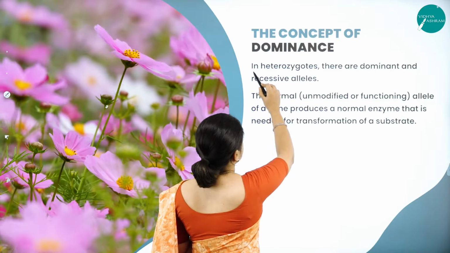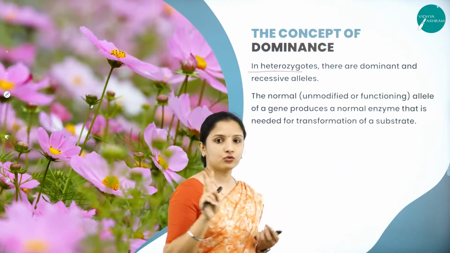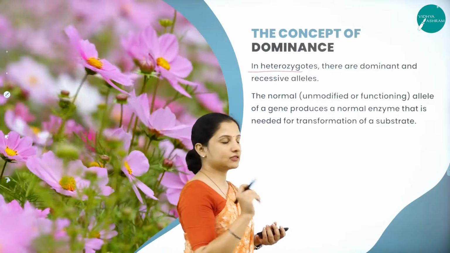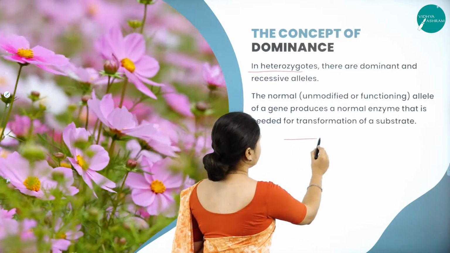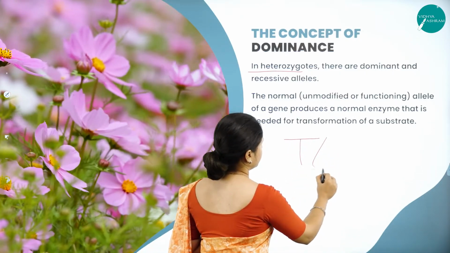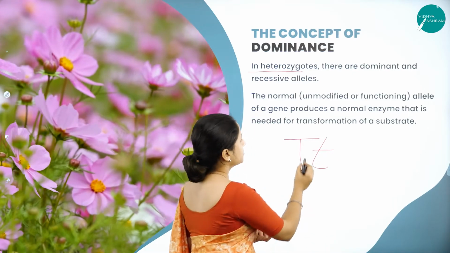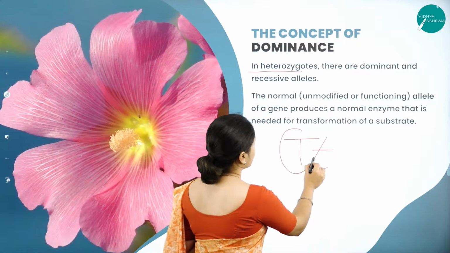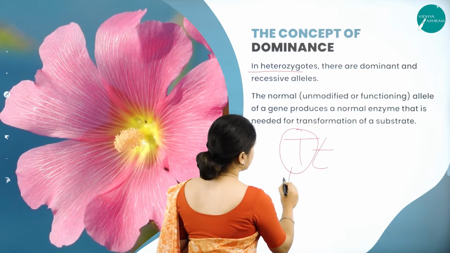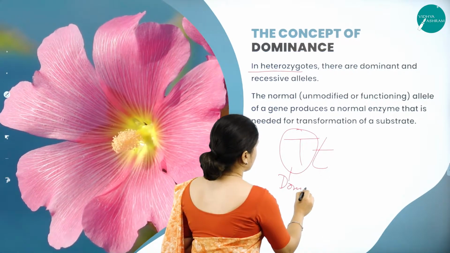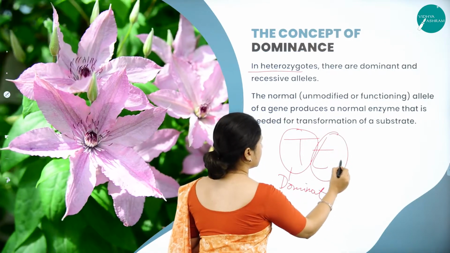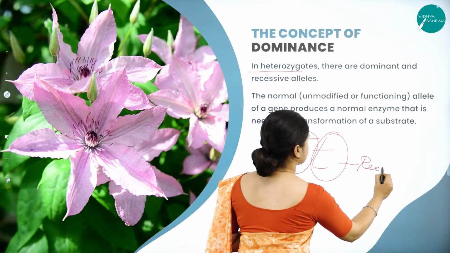So, before moving on to incomplete dominance, we should understand what the concept of dominance is. In heterozygotes, you know that two types of alleles are present. Heterozygotes means they are dissimilar. So, one allele will be T and the other will be t. They are dissimilar. So, two alleles will be present wherein one allele will be dominant and the other will be recessive.